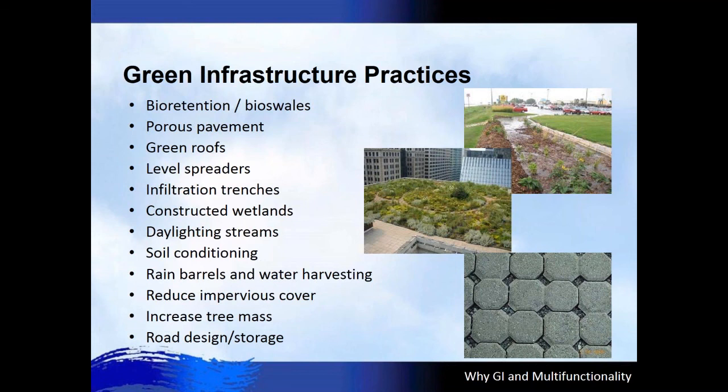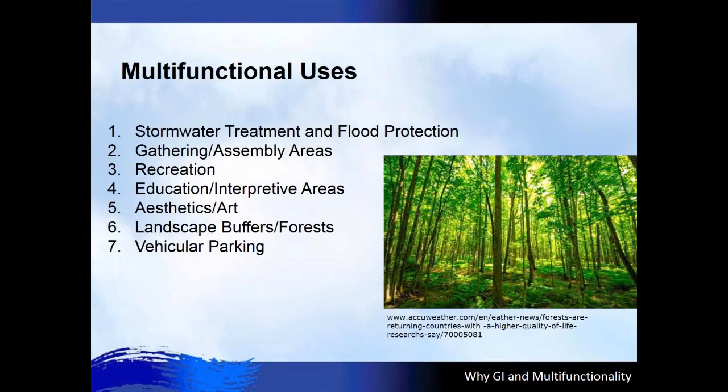So, just some general multifunctional uses. Obviously, number one for green infrastructure is stormwater treatment and flood protection. But on top of that, you can have gathering assembly areas, recreation, education, interpretive areas, aesthetics and art, landscape buffers, and vehicular parking, and there's more as well. But those are generally what you can add as far as function within these landscapes on top of the stormwater.